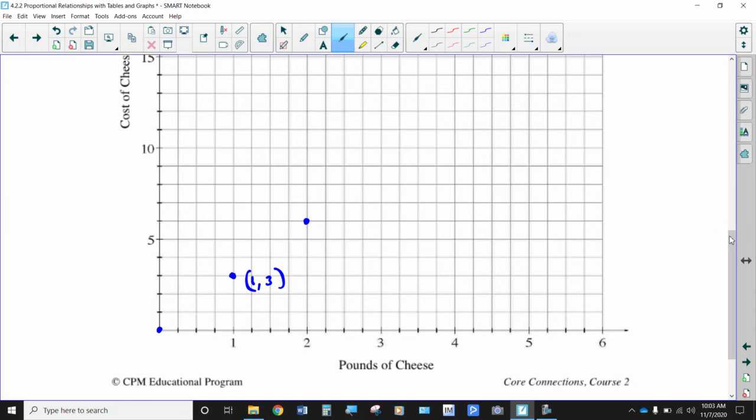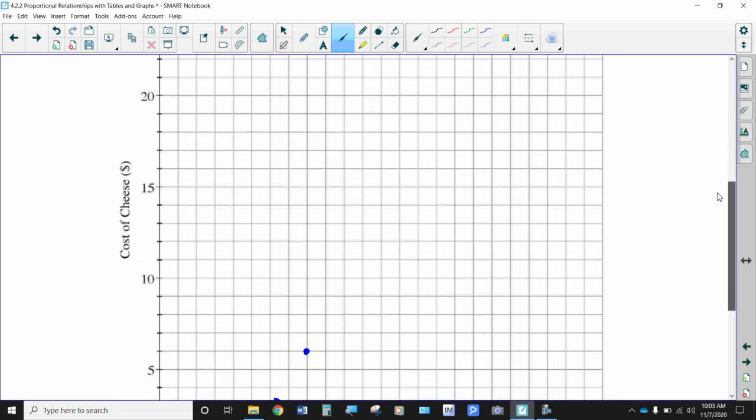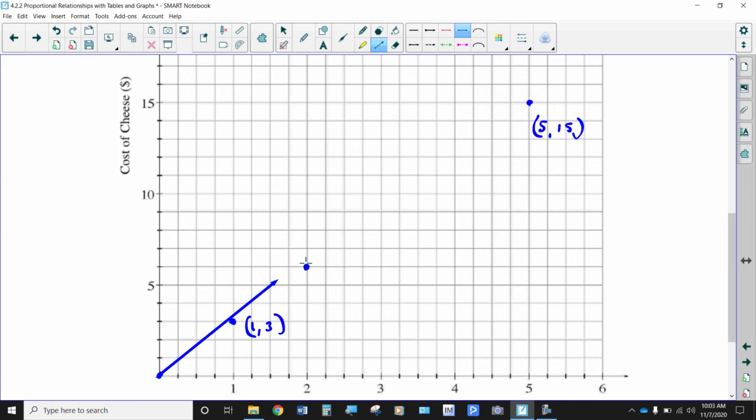And then remember what I mentioned earlier about how if you plot the points that are farthest away from each other, 5, 15. Where's 5, 15 going to go? It's going to be right here. Everything else should fall into place. Let's go ahead and connect those points. And does everything else fall into place? It absolutely does.